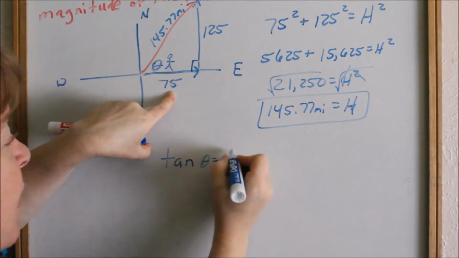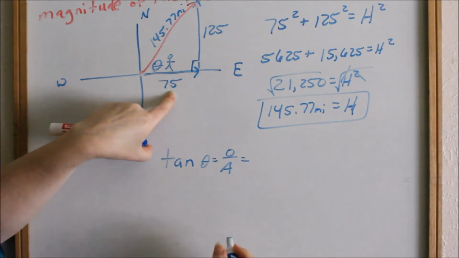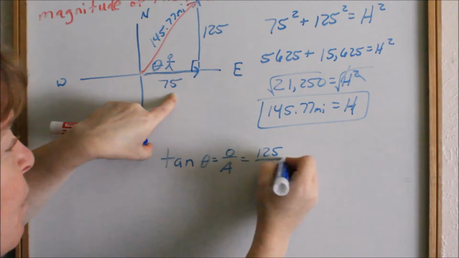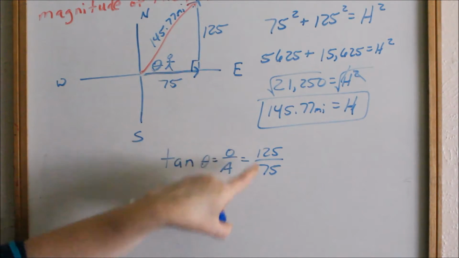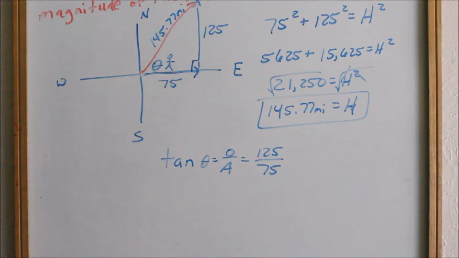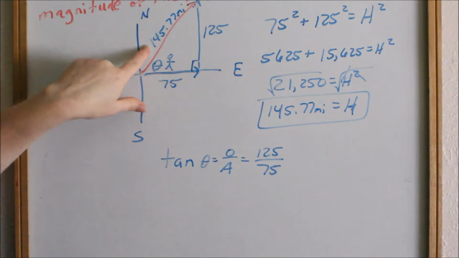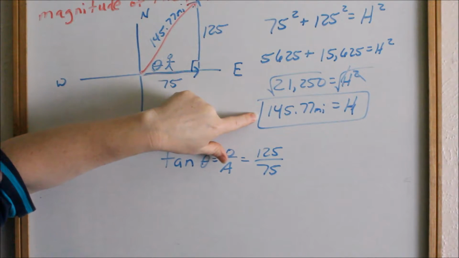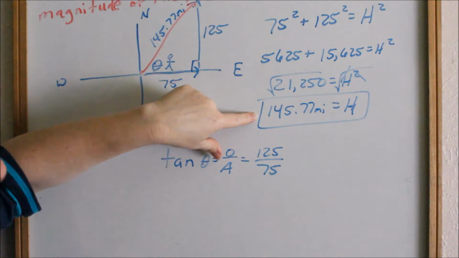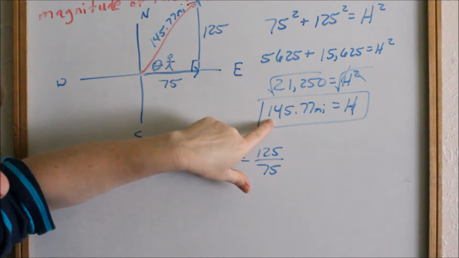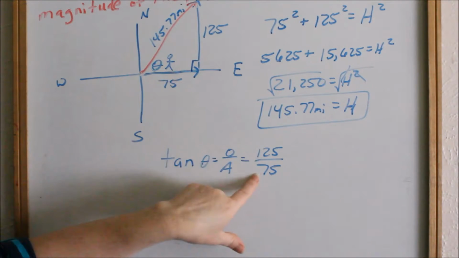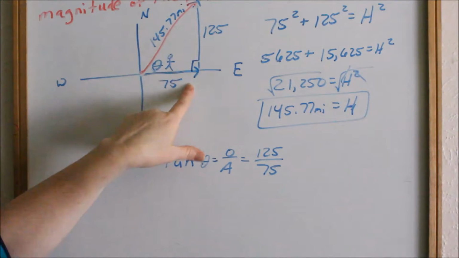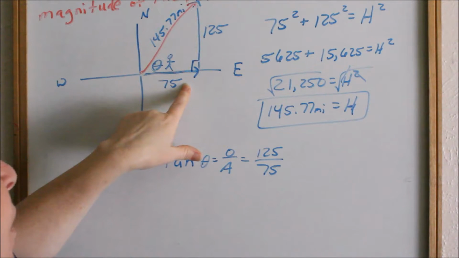Tangent theta is opposite over adjacent. The 125 is opposite of me. The side adjacent to me, if I was standing at theta, is 75. The reason I use these two numbers is because they were given in the problem. If I use sine and cosine, I have to use the hypotenuse, and I calculated that. What if I calculated the hypotenuse wrong? Now I'm using an incorrect number in my calculations, and it makes the next thing that you're calculating wrong. So I try to use the numbers that were given to me because I know that those are correct.